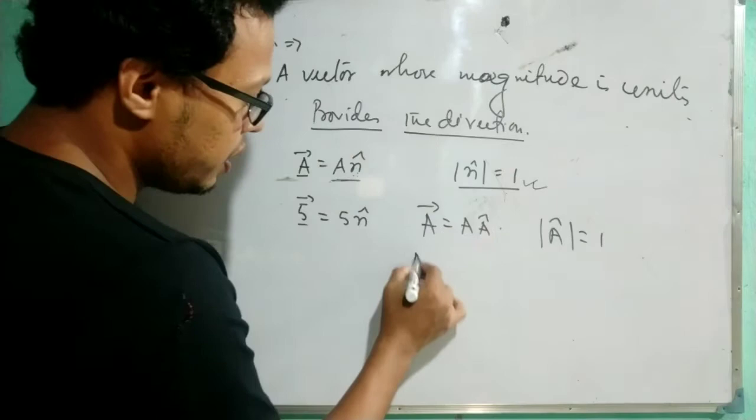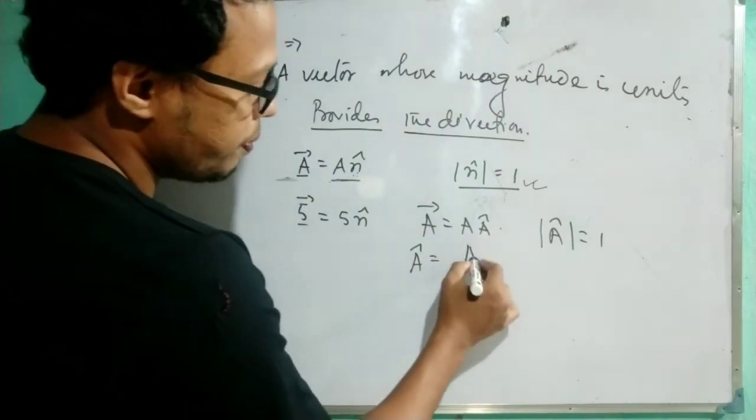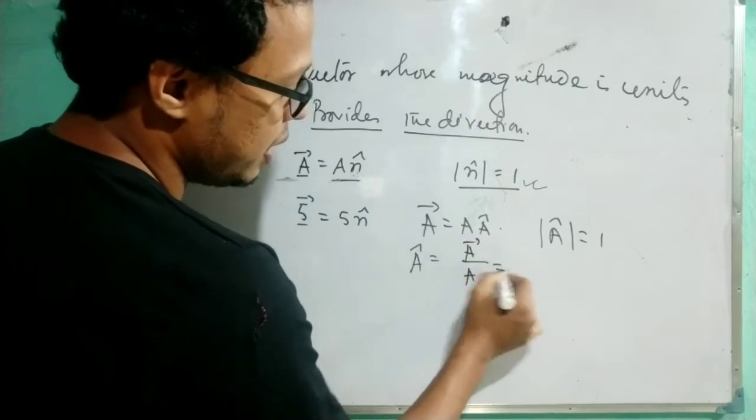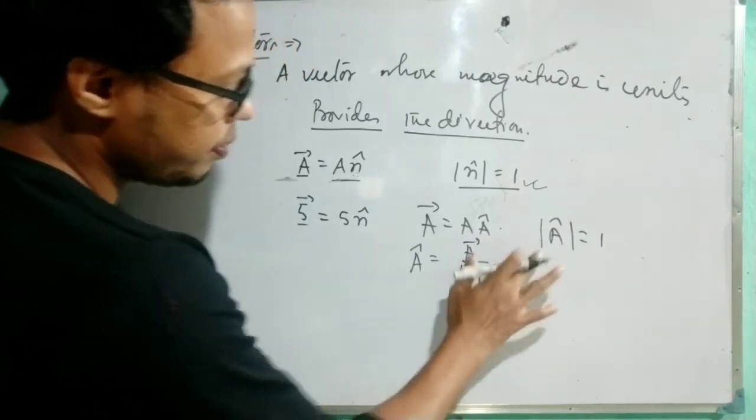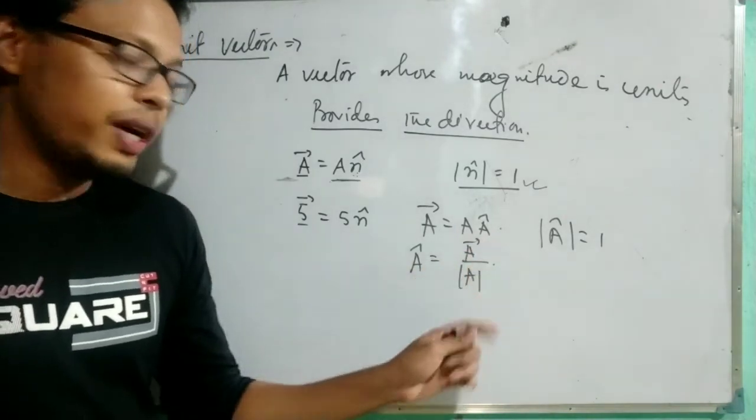So from here we can write that unit vector A equals vector A divided by A, where this A means mod A. So unit vector equals vector A by mod A.